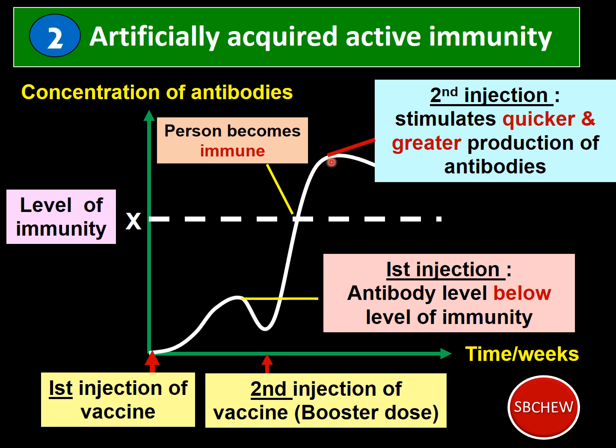So when the second injection is given, it stimulates quicker and greater production of antibodies. This curve here is steeper, the gradient is steeper than the first one. So it shows that the production of antibodies is faster. And also the peak is higher, meaning that there's greater production of antibodies. So the shape of the graph for injection of vaccine is like two peaks of two mountains. First one may be lower and the second one is higher. This is for artificially acquired active immunity.